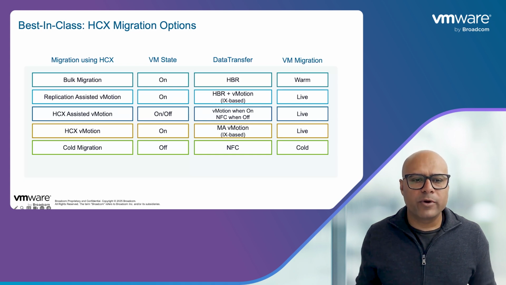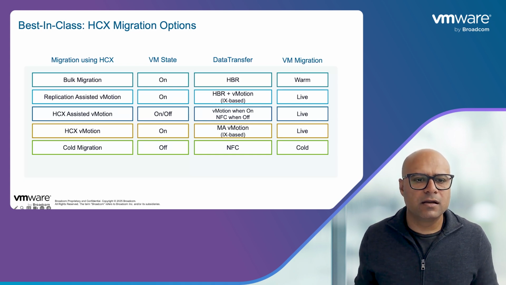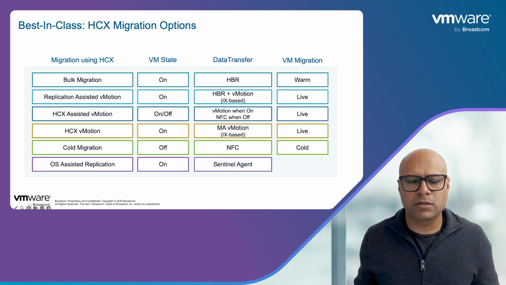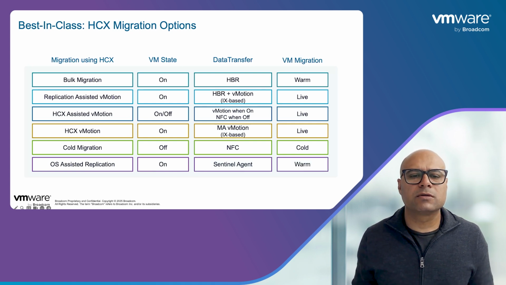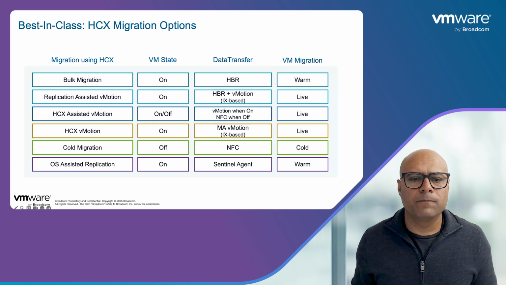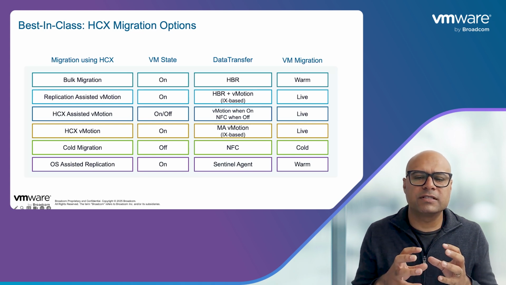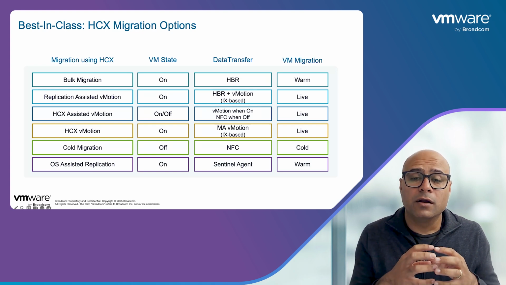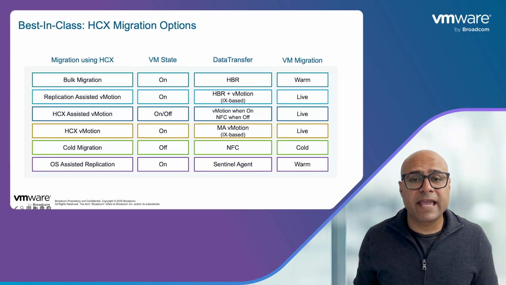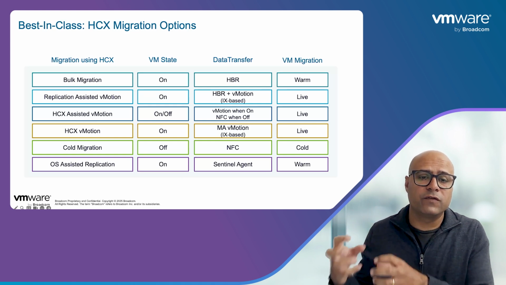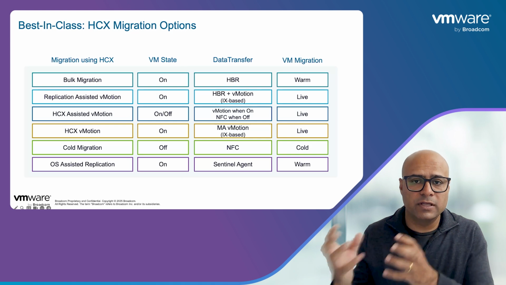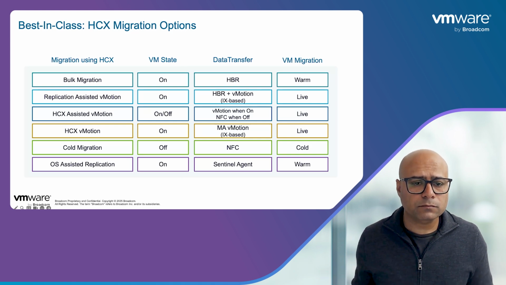Next is operating system assisted migrations. In short, we call it OSAM. OSAM enables customers to migrate application virtual machines that might be running on different hypervisors, such as KVM or Hyper-V, into vSphere-based hypervisors, so within VCF.